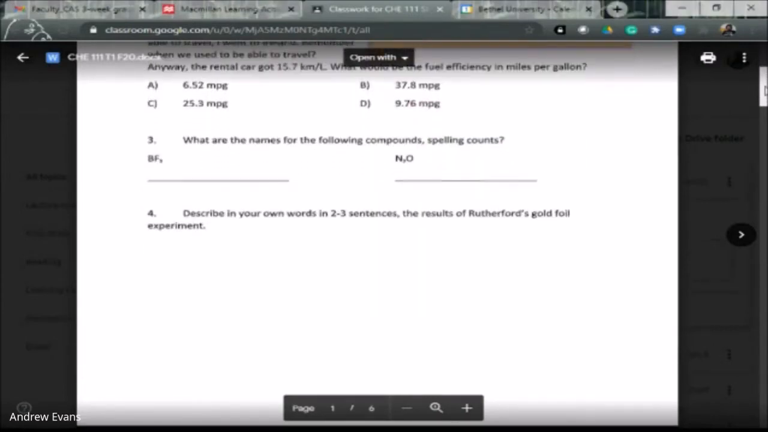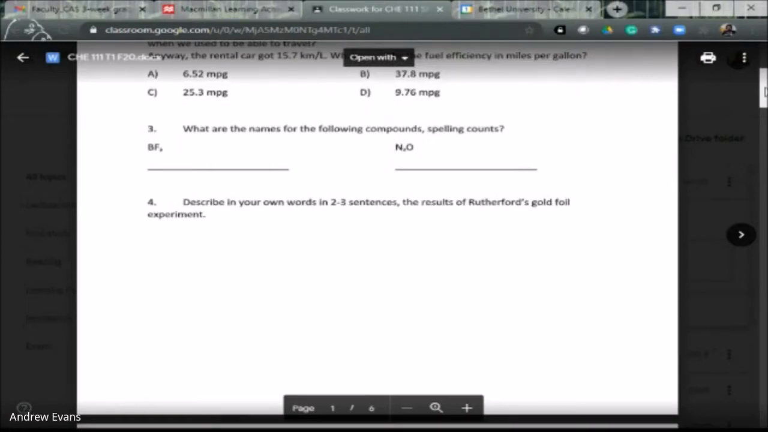What are the following compounds? Spelling count.